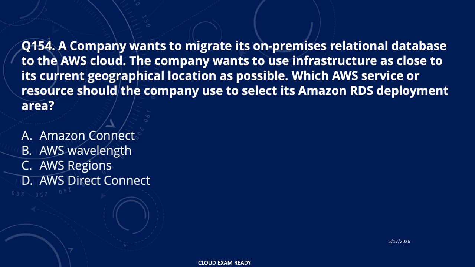So they want to use infrastructure as close to its current geographical location. So we know the geographical location, the option will be, let's just read out the options. Option A, we have Amazon Connect. Option B, we have AWS Wavelength. Option C, AWS Regions. And option D, AWS Direct Connect. So the correct answer here is option C, AWS Regions.